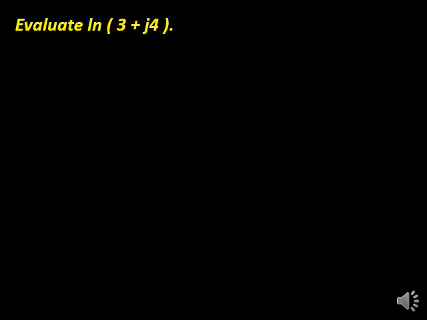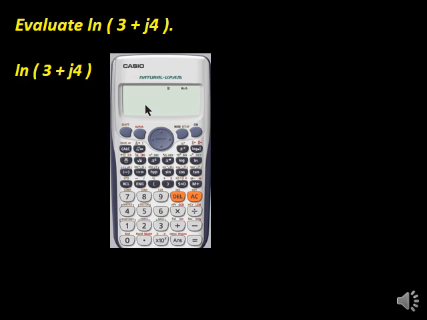Evaluate the natural logarithm of 3 plus 4i. Now this number, our complex number, is expressed in rectangular form. We need to express this number first into polar form. So the 3 plus 4i, in my case, I will use the calculator. You may use the trigo functions, or you may use the Pythagorean formulas and the trigo functions to determine the equivalent polar form. But in my case, I will use the calculator functions. So first, I have to set the mode of the calculator into complex. But before that, we need to verify that the angle is in radian, because the natural logarithm arguments must be expressed in radian. So select complex, and then I write 3 plus 4i.